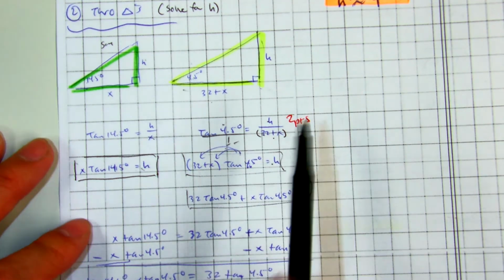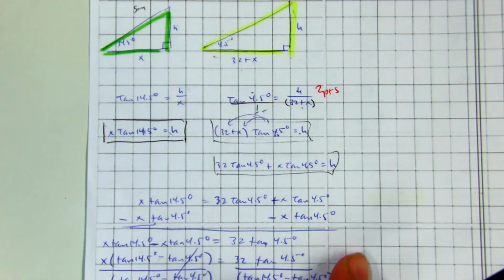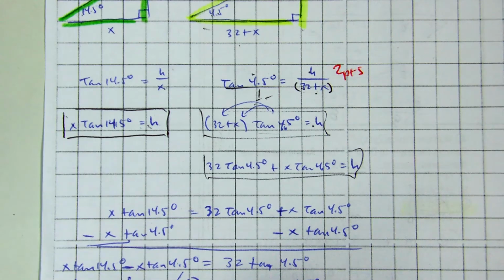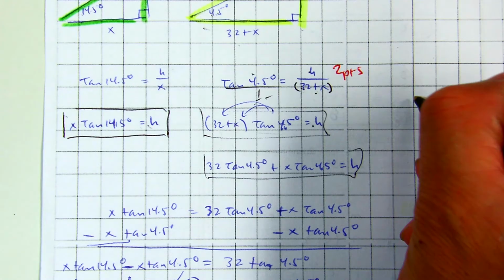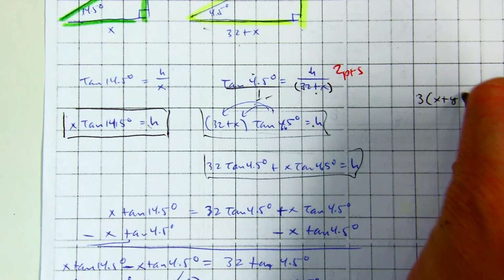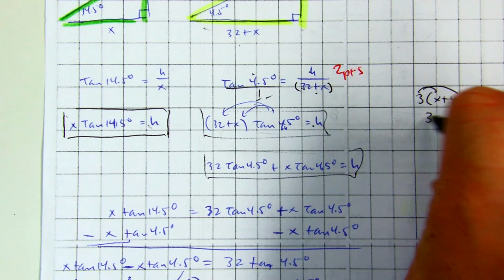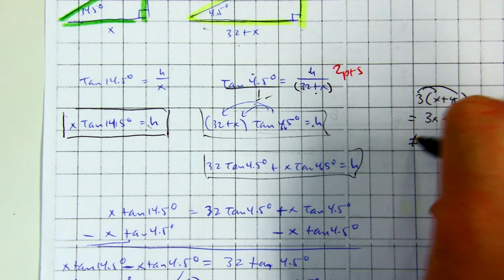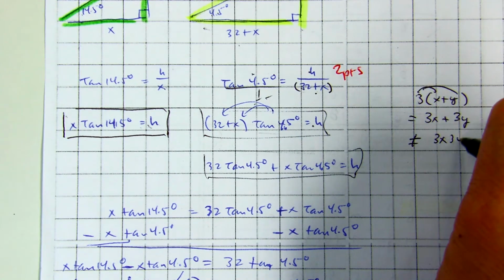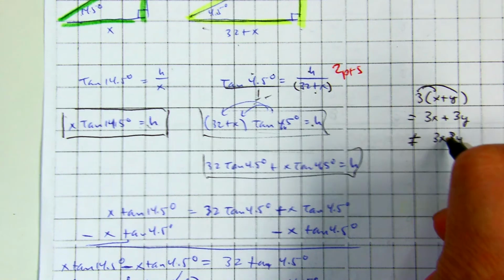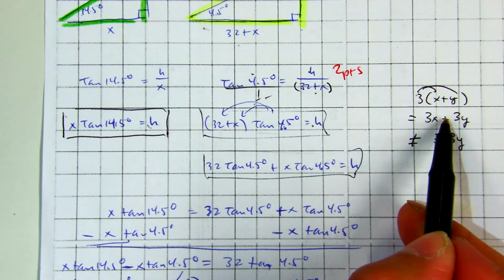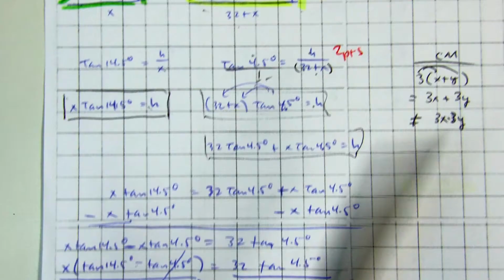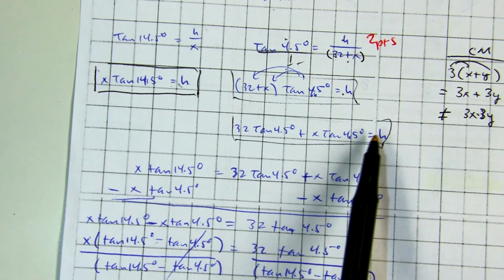Here's a common mistake over the years: 32 and X are separated by addition. So if you did something like 3 times X plus Y, you would get 3X plus 3Y, not 3X, 3Y. See the difference there? This one has multiplication. This one has addition. Common mistake there. And now they're both equal to H, so I can set them equal to each other.